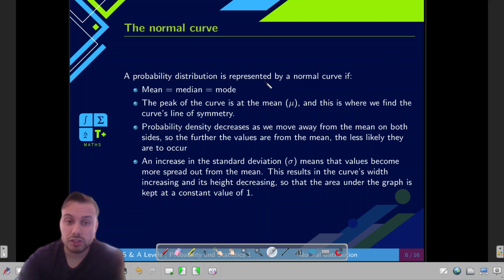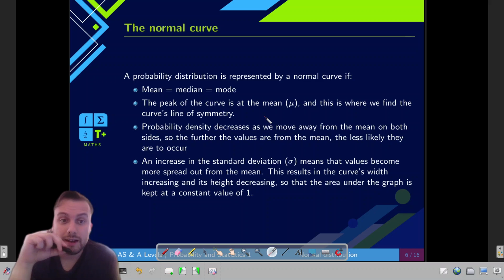This is the condition so that we can say that our probability distribution is a normal distribution. Okay, clearly a continuous one. The peak of the curve, the one that we just saw, is going to be equal to the value for the mean. And there is where the line of symmetry of the curve will lie.